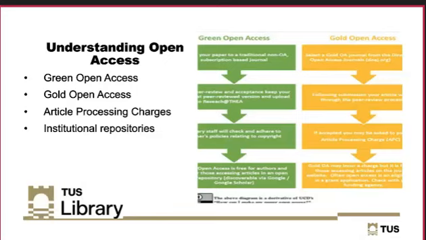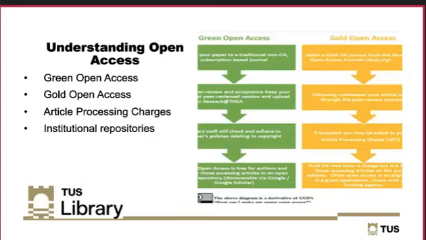Understanding open access. You've got green open access, gold open access, diamond open access, and article processing charges and institutional repositories. Open access makes research freely available online, allowing anyone to read and use scholarly work without subscription barriers. There are three main routes. So you've got green open access. With green open access, no APC is usually required. Authors deposit the accepted manuscript in an institutional repository, often after an embargo period. So just be aware of that.